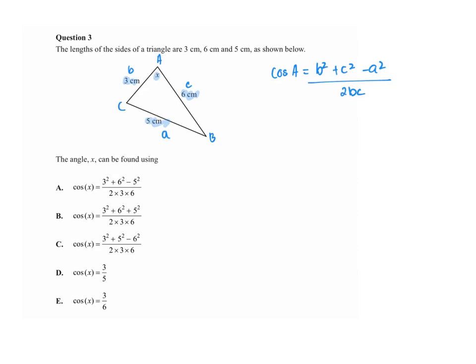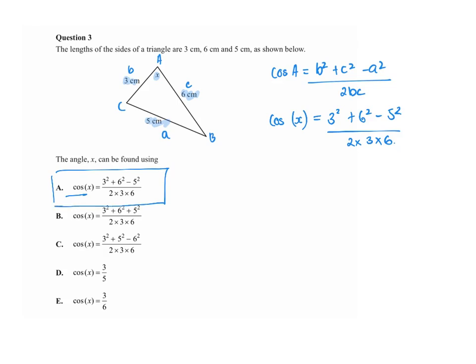You'll learn them. Anyway, then we're going to plug in what we know. We don't know what X is, and we'll put the other things in. So we'd have 3 squared plus 6 squared minus 5 squared over 2 times 3 times 6. So you're looking for that answer. This looks good, doesn't it? Yep, so there's our answer. See how it's nice and early in the piece? Question 3 wouldn't be too hard in an exam, so I'm pretty happy to say it was probably straightforward.